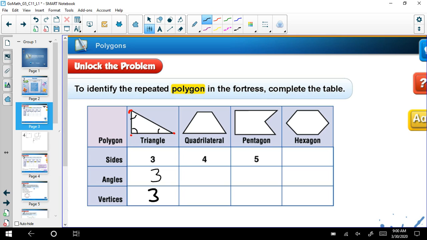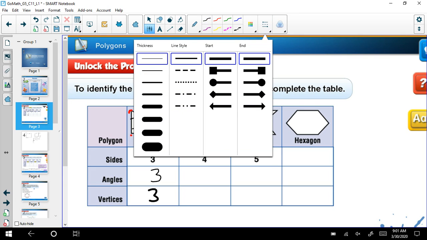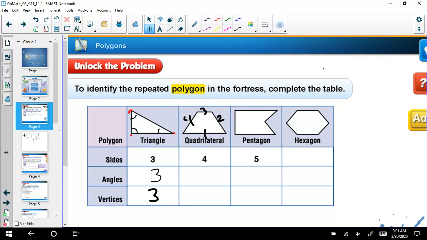Next up is the quadrilateral. Quad stands for 4, and lateral means sides. So a quadrilateral has 4 sides, and we can count them here: 1, 2, 3, and 4. In addition to having 4 sides, our quadrilateral has 4 angles to go along with it. I'm going to erase these numbers just to clean it up, but it's going to have 4 angles to go along with it.